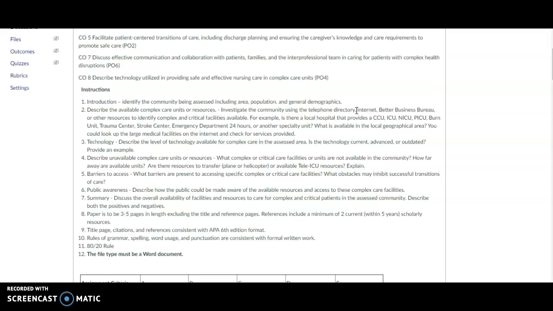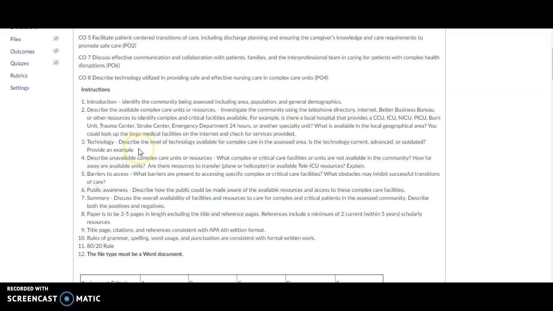So you're trying to decide, I live in this area, where can I go if I need complex care? And describe what you find. Then also in this area, what is the level of technology? Is it current, advanced, or outdated? And please provide at least one example.